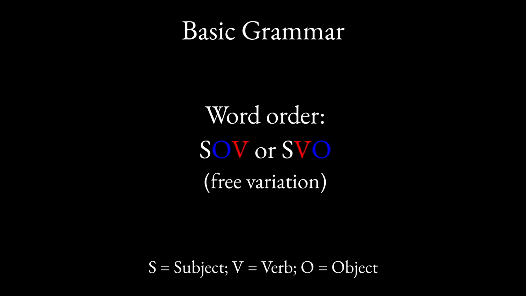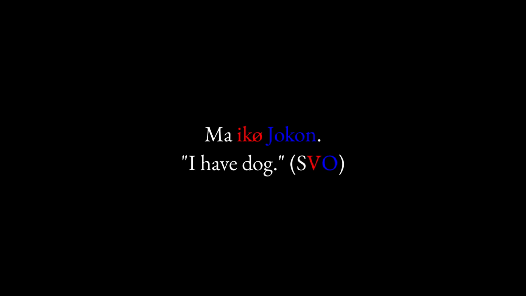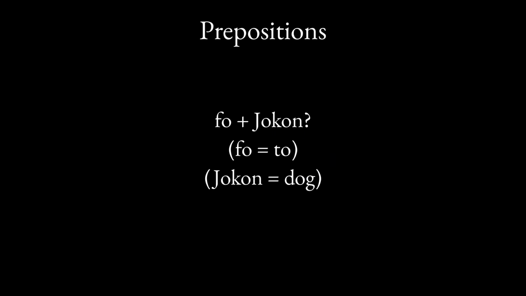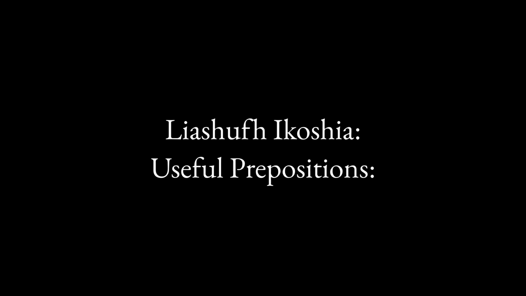Here's an example sentence. Ma ika jokon. Ma jokon ika. Okay, so what if you want to use a preposition? You simply put it in front of the noun and lenite the first consonant of the word if it can be lenited. Here's some useful prepositions.